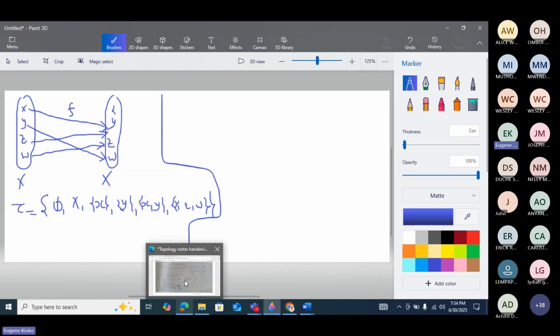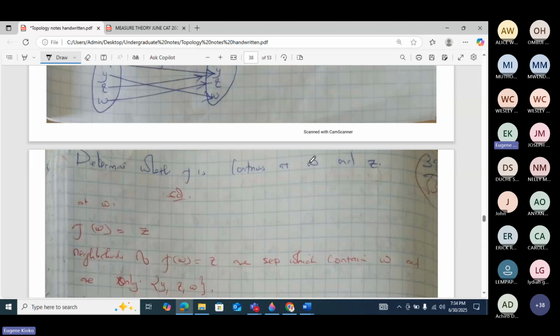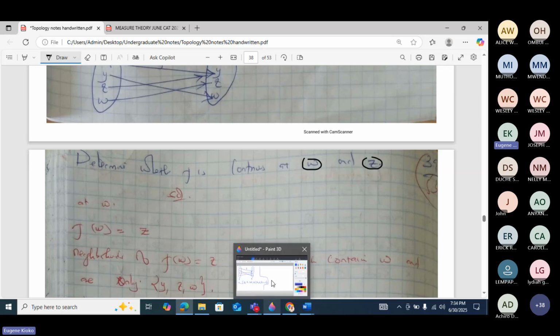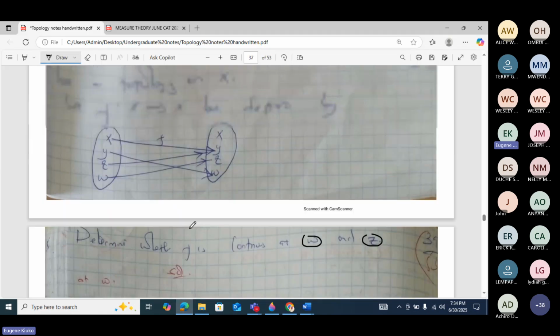Now you have that. Then you are told to determine whether the function is continuous at W and at Z. You see, this one is specific at a point. So I want us to begin at W. Therefore, it means our P is W. Now, what does the definition say?